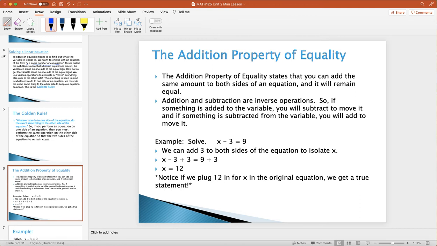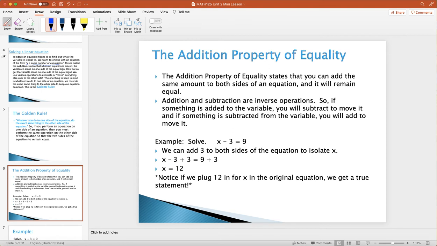So let's look at our first property, the addition property of equality. This states that you can add the same amount to both sides of an equation and it will remain equal. So what I want you to think about is addition and subtraction are inverse operations. If something is added to x or y or whatever your variable is, and you want x or y alone, then you're going to subtract that value from both sides in order to eliminate it or move it. Okay, and if something is subtracted from your variable, you're going to add it to eliminate it or move it.